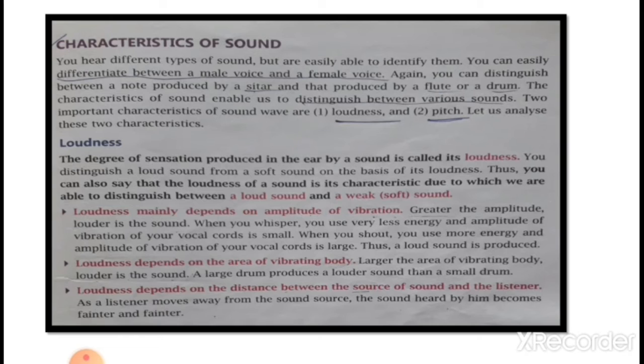Okay. Next one, loudness depends on the area of the vibrating body. Larger the area of the vibrating body, louder is the sound. A large drum produces a louder sound than a small drum. That is also a familiar thing. When we take a small drum and a large drum and beat them, what happens? We can observe that the sound produced by the large drum is greater than the sound produced by a small drum. So it is due to loudness depending on the area of the vibrating body. As the area increases, loudness also increases.